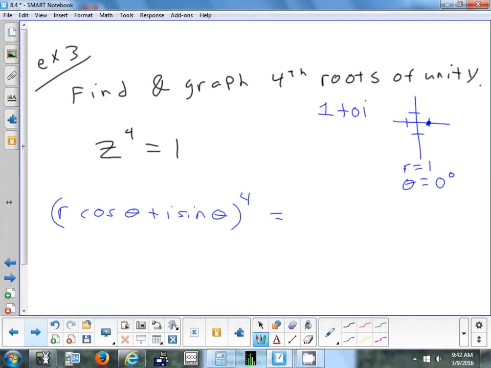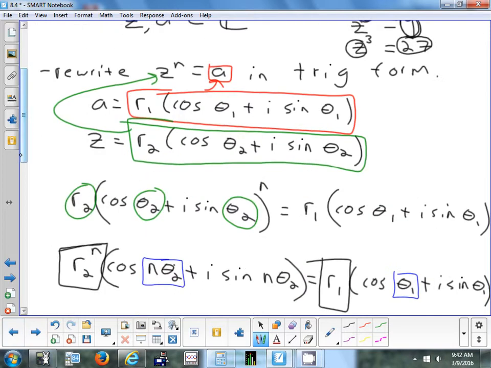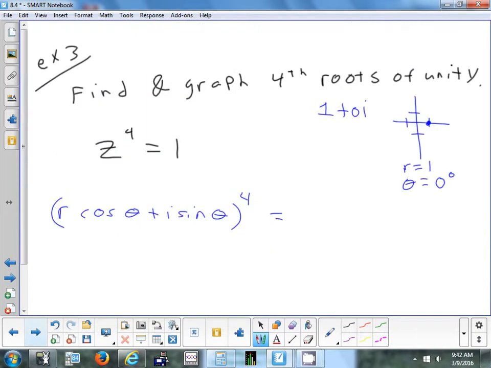Now write that down on the right-hand side in trig form. What you're filling in for right now is r1 and theta 1. r1 is 1, theta 1 is 0. So 1 cosine 0 plus i sine 0.